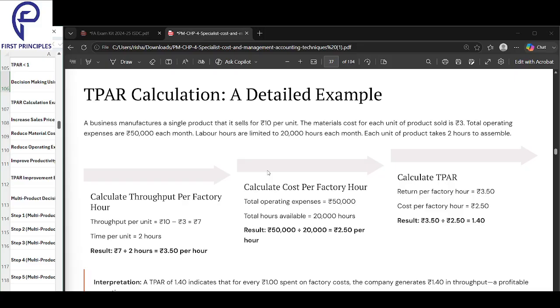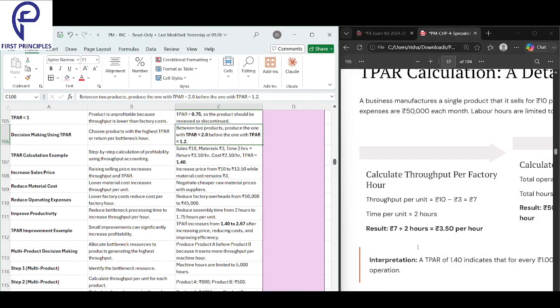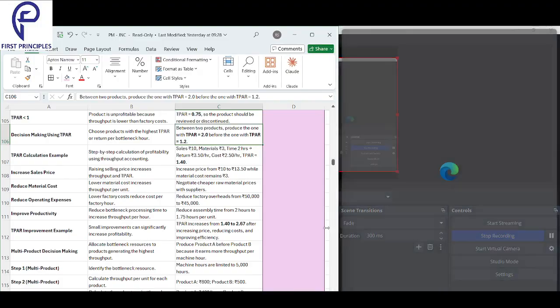TPAR. Okay, clear with this now, Aditi? Yes. Okay, something that is better explained numerically.